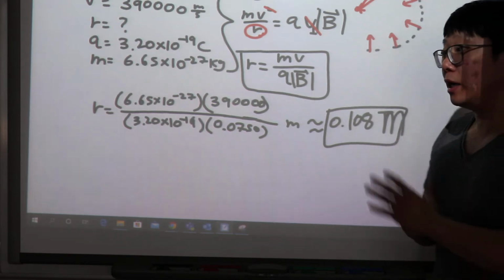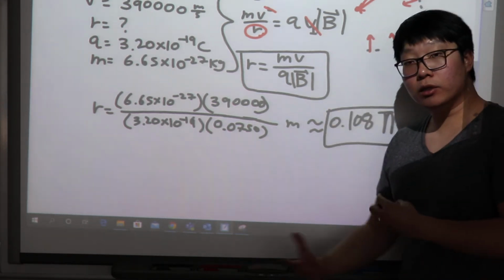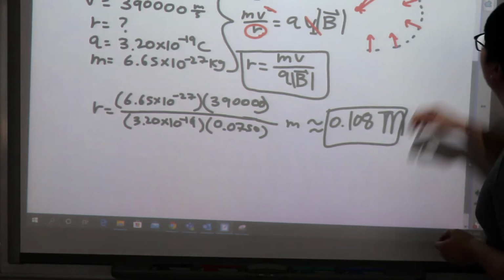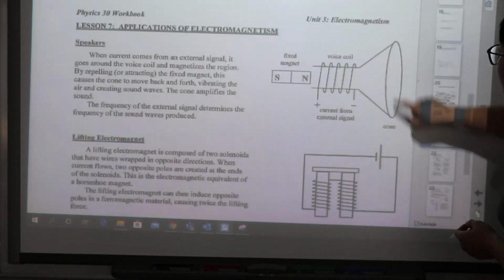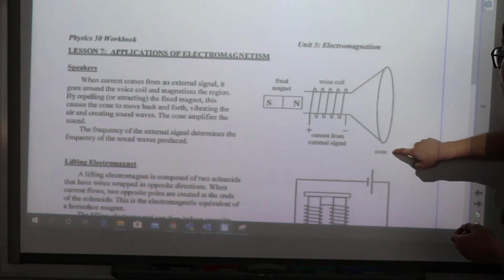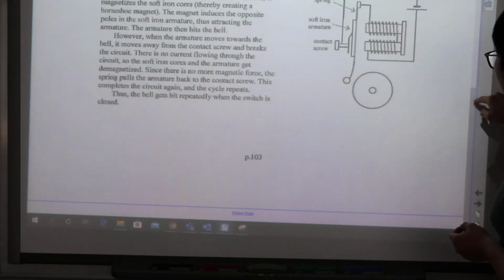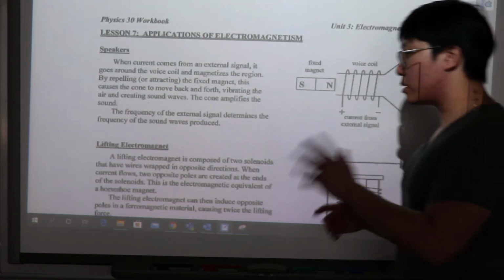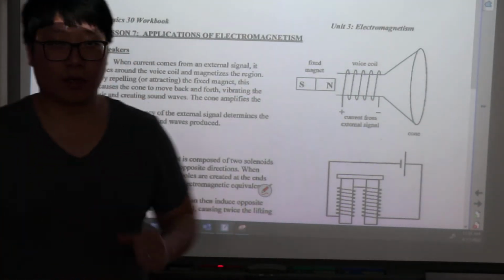What can I find in terms of force, or what kind of clue can I find using the force concept? This is the one. Today's lesson involves quite some application of electromagnetism. It does involve force and field. So let's talk about one of the types: speaker.